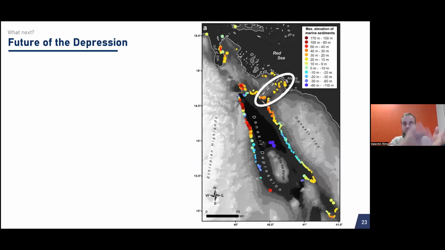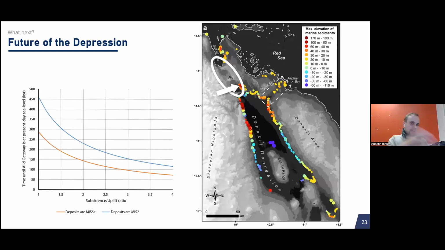But for the further future, this gateway will probably not remain suitable for flooding the depression, because it's uplifting. So it will be more and more difficult to flood over. Conversely, the Gulf of Zula gateway will subside, and so will become more interesting to flood the basin. And we can make a very rough estimate of when this can happen by looking at these corals that you find there, that are on the rift shoulder of this graben.